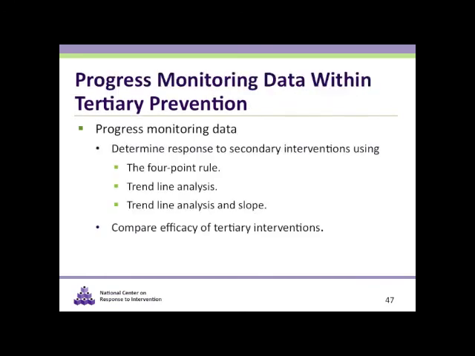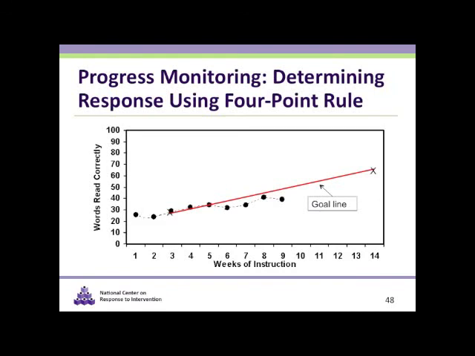As we discussed in the progress monitoring training, the data collected within the tertiary level of prevention can help determine response to tertiary interventions through the 4-point rule, the trendline analysis, or trendline analysis with slope. Progress monitoring data can also be used to compare the efficacy of tertiary interventions. As with the secondary prevention, decisions about response to instruction at the tertiary level should be made using established written decision-making criteria. Remember, we can use the 4-point rule if 3 weeks of instruction have occurred and at least 6 data points have been collected.